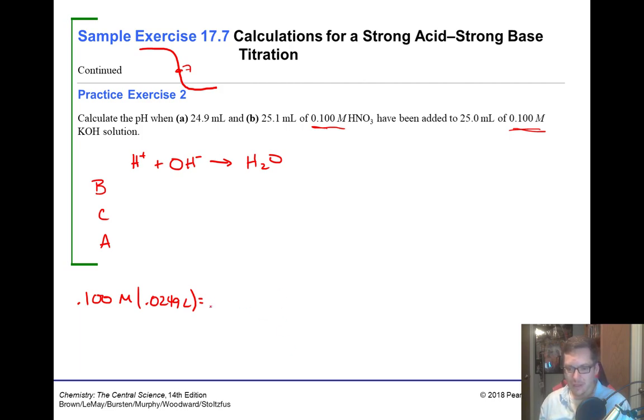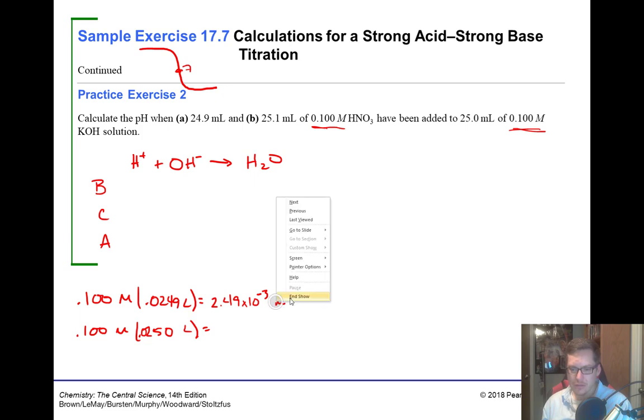I can do that one in my head, so this would be 2.49 times 10 to the minus third. All right, so that's our initial concentration of KOH. And then we can do the same thing here for the nitric acid. Oh, this is for the nitric acid, my bad. This is for the nitric acid, and that'd be for the KOH. Sorry. So moles. I'll label this.